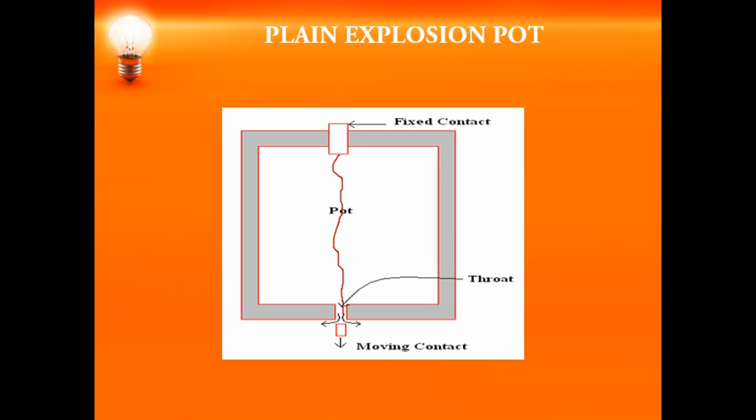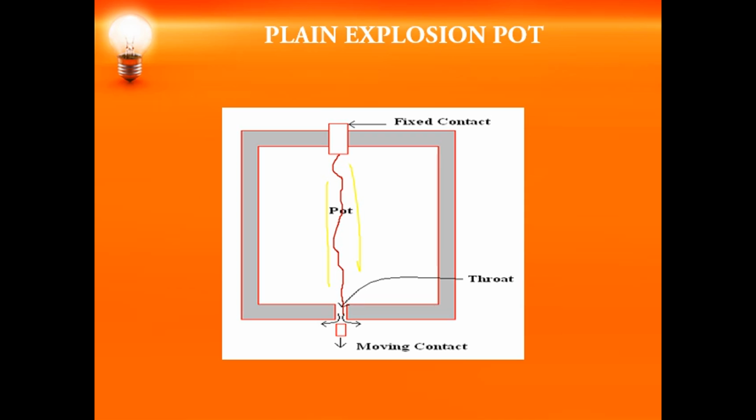So this high pressure which is developed will cause a stream of gas to flow axially. The gas will flow axially along the arc, which will actually sweep away all the ionized particles. So actually the arc has to quench. If the arc doesn't quench within the pot, then once the moving contact moves out of the pot, the arc will quench. So this type of pot is not suitable for very heavy currents.